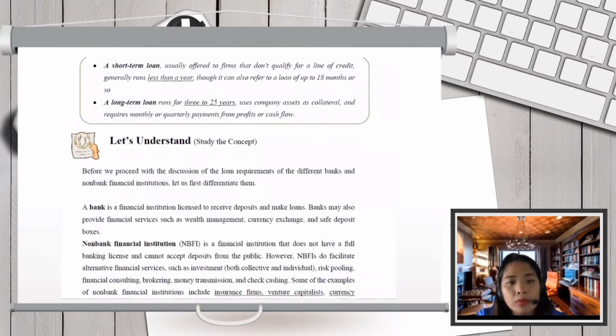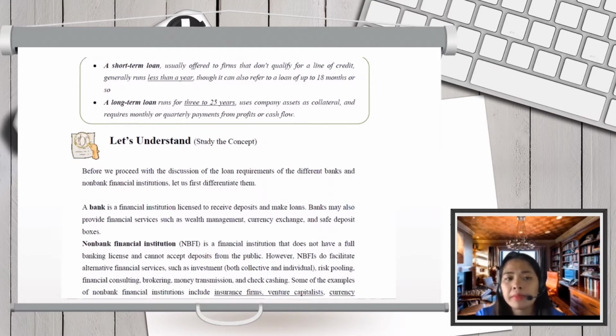A short-term loan is usually offered to firms that don't qualify for a line of credit. Generally runs less than a year, though it can also refer to a loan of up to 18 months or so. So basically, kapag po hanggang 18 months lang, short-term loan po yun. Ang long-term loan naman runs for 3 to 25 years. Right. So ito, basically, malaki-laking pera to. Uses company's asset as a collateral and requires monthly or quarterly payments from profits or cash flow.